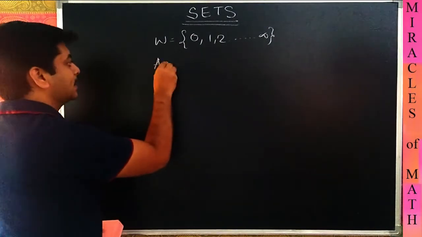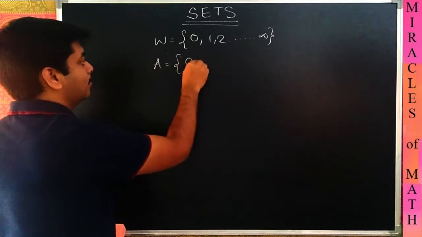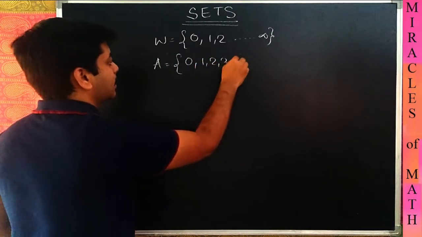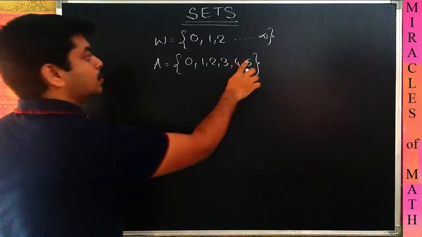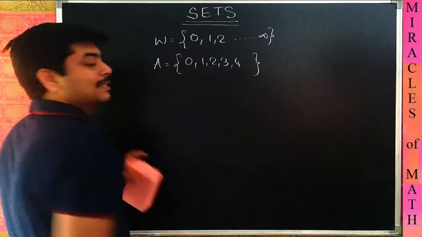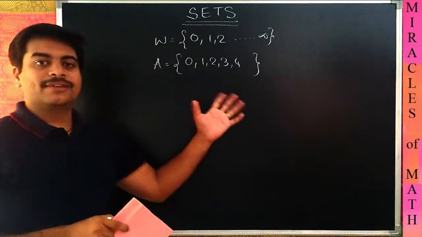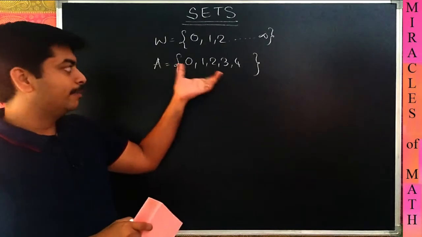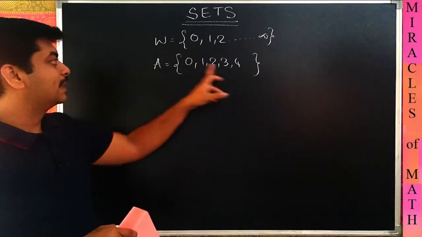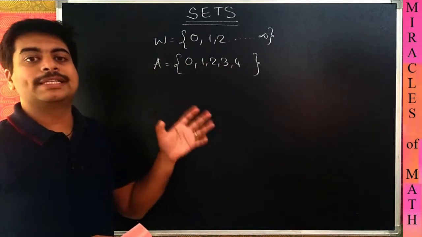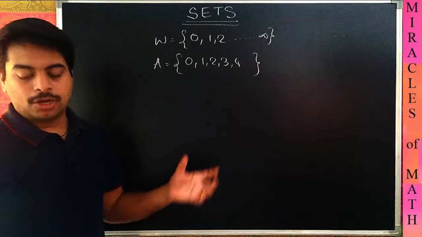Let us take that as set A. All whole numbers less than 5: 0, 1, 2, 3, 4, and this is 5. Less than 5, so 5 will not come. If it were less than or equal to 5, then 5 can be included. 0 belongs to A, 1 belongs to A, 2 belongs to A, 3, 4, all these elements belong to A. Okay.